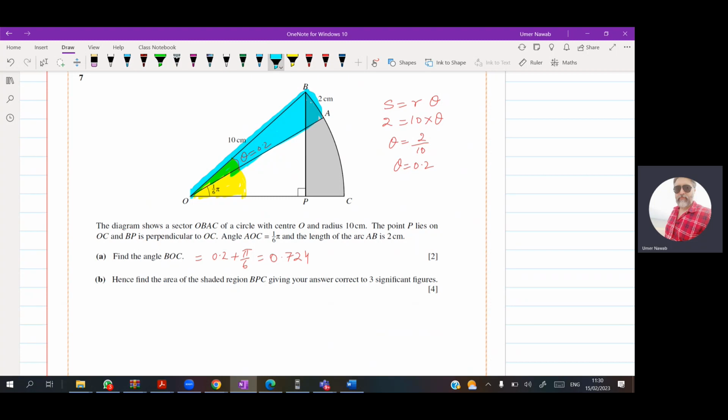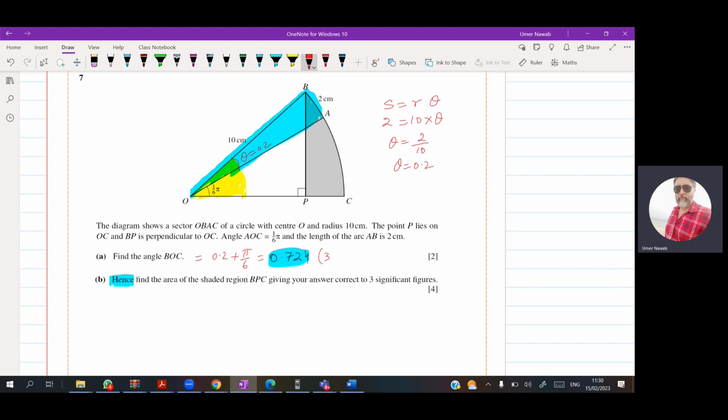Now, he uses a command word hence. Hence means whenever the examiner uses this word hence, it means the previous part, whatever you have got, you have to use it. Sometimes examiner uses a word hence or otherwise. Hence or otherwise means you may use the previous result, or it is up to you. If you have any other technique, you can use that. But hence restricts you to use the previous result.